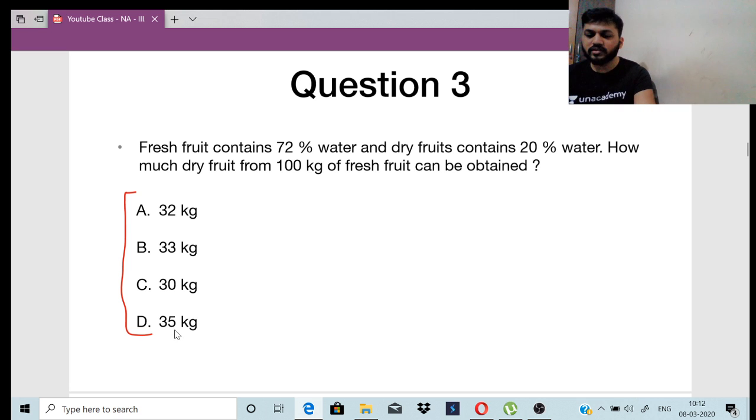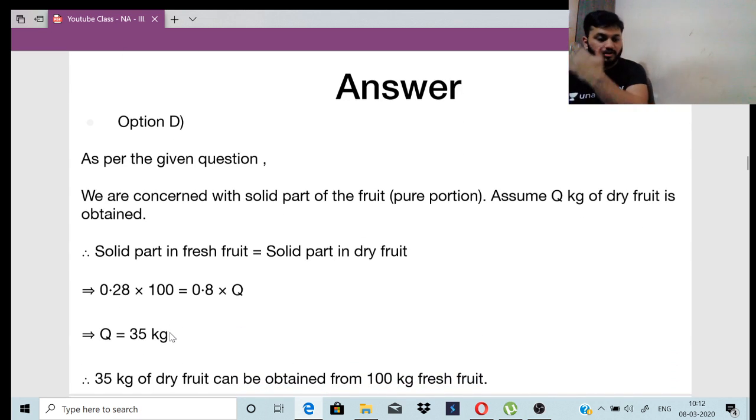Okay, I'll move forward with the answer. So it is option D. As per the given question, we are concerned with the solid part of the fruit, the pure portion. So assume q kg of dry fruit is obtained. The solid part in fresh fruit is equal to the solid part in dry fruit.